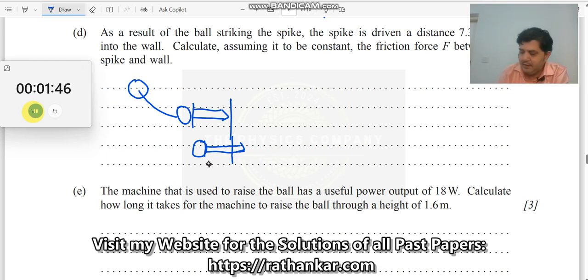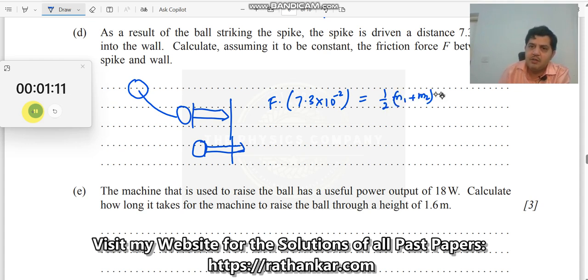Now towards it, we know there is some work done by the nail because there is an energy given here, right? The energy given here made the nail do work because there is a displacement. The work done by the nail is nothing but force multiplied by 7.3 times 10 to the power of minus 2, which is also the work done against friction. The frictional force was there, which is F here, and it did this work against this. This should be equal to the energy present in the system. What is the energy present in the system? This should be equal to half (m1 plus m2) times the common velocity squared. What was this value?